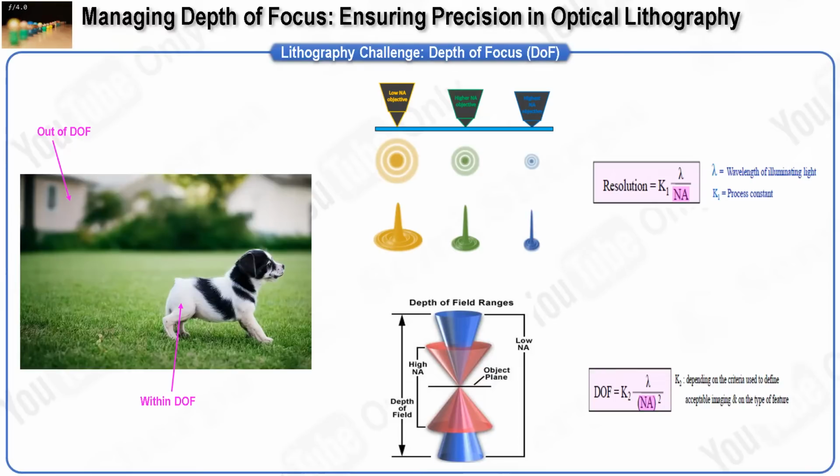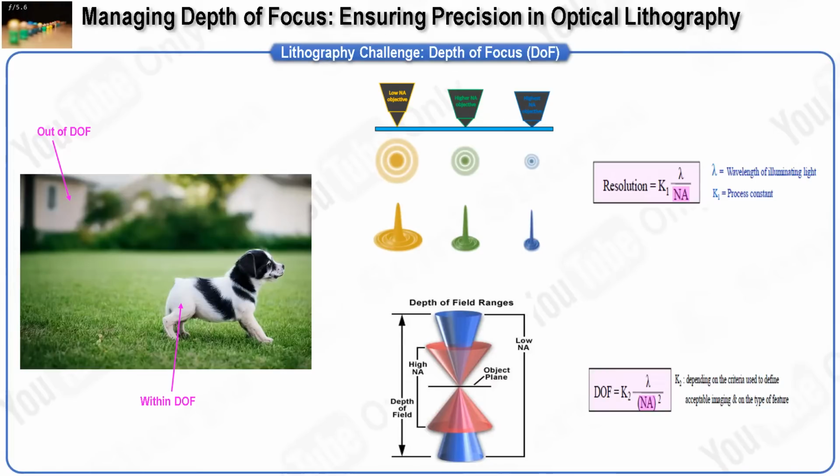When you focus on a close object, like reading a book, the details of the text are clear, which indicates high resolution, but the background becomes blurred. Conversely, when you look at something far away, like a landscape, more of the scene is in focus, which indicates a greater depth of focus, but less detail is visible.